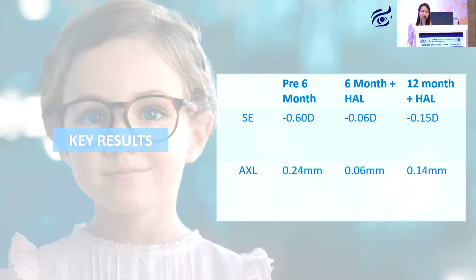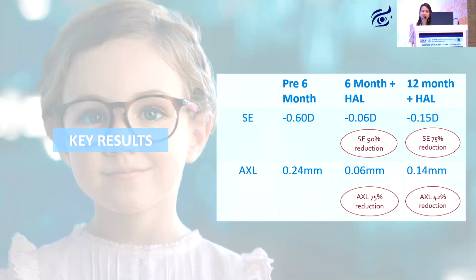In terms of numbers, here are the results for spherical equivalent and axial length. Pre-6 months is minus 0.6 diopters and 0.24 millimeters. You can see the significant slowing down of the rate of progression at 6 months and 12 months after adding on Stellest Essilor lenses. In terms of percentage, it is close to 90% as well as 75% at 6 months. Taking the average, it is about 75% in terms of spherical equivalent reduction and 42% in terms of axial length reduction.